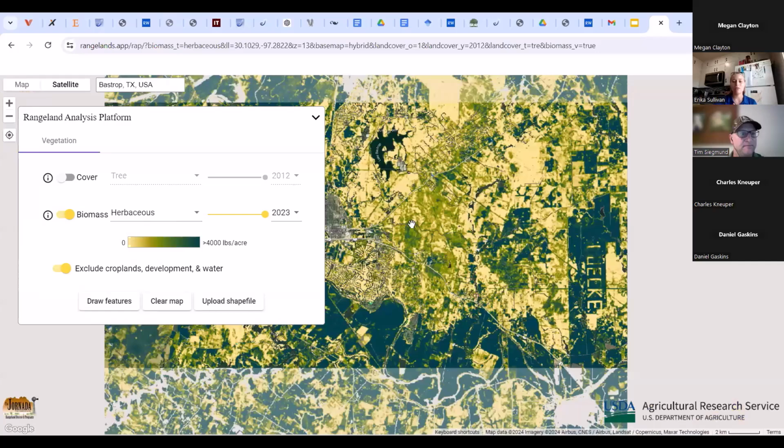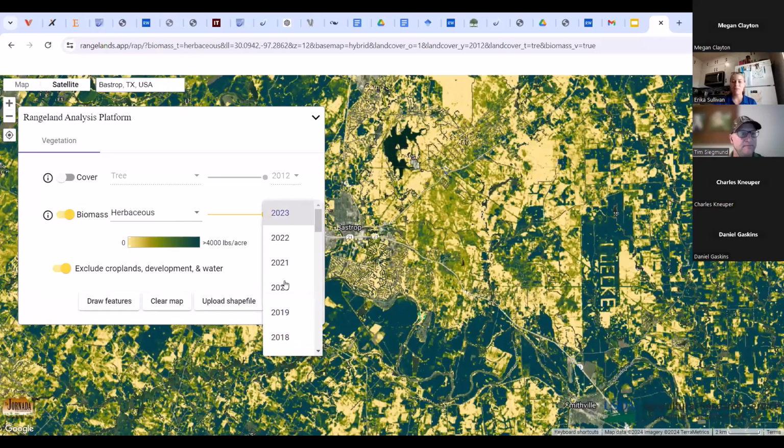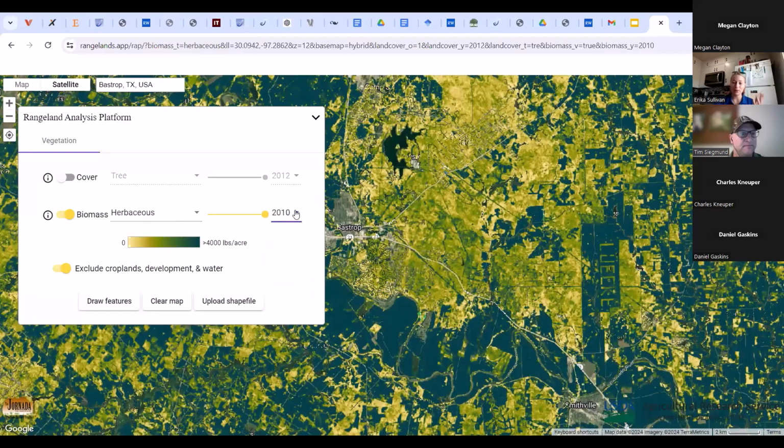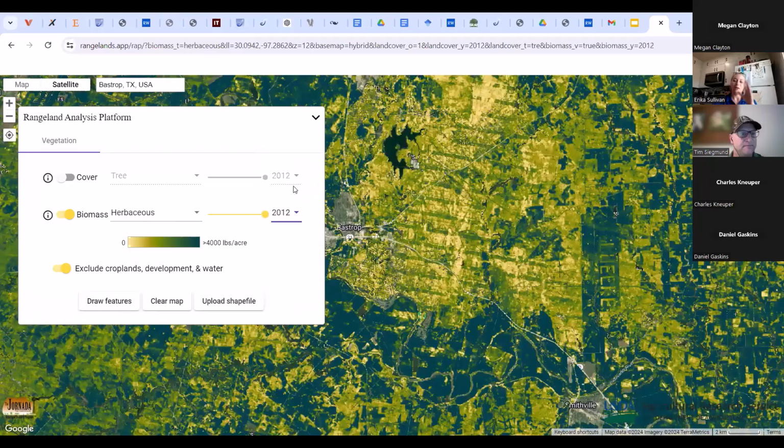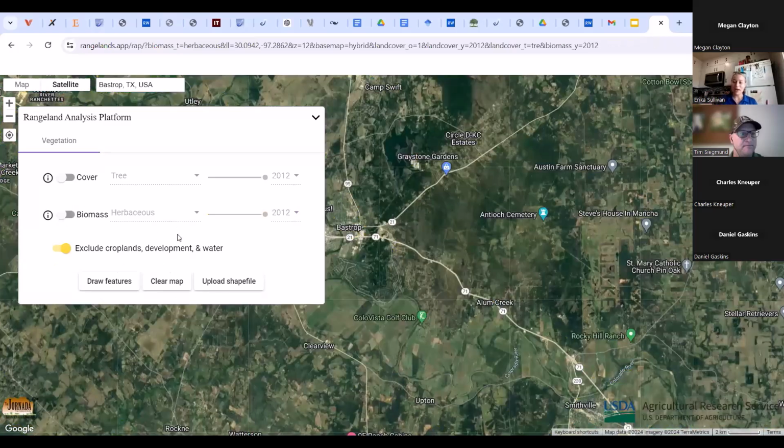I'm going to zoom out just a little bit, and let's go back to that time frame that we had set. So if we go to 2010, you see what that looks like there. You got 2011. I don't know about y'all, but I can see it lightened up dramatically around the Bastrop area during this time. And then 2012, it kind of got dark a little bit again. Just like with cover type, we can adjust saturation, we can adjust the years. And then again, this bar down here is telling us how many pounds per acre we have in this area.